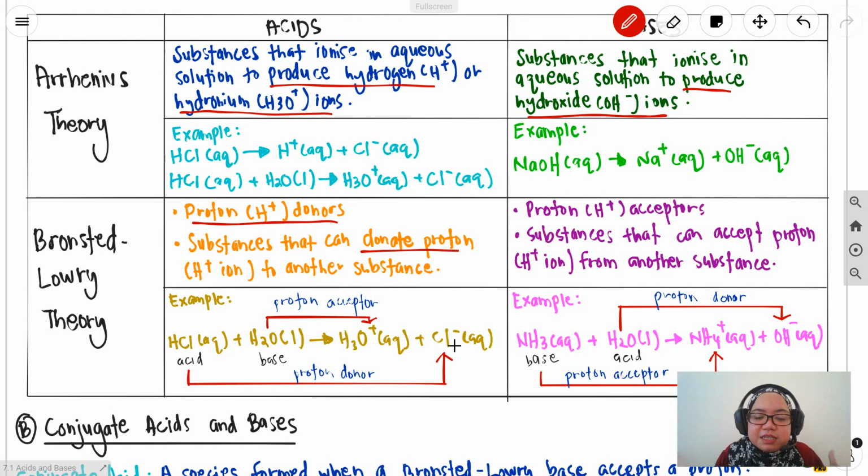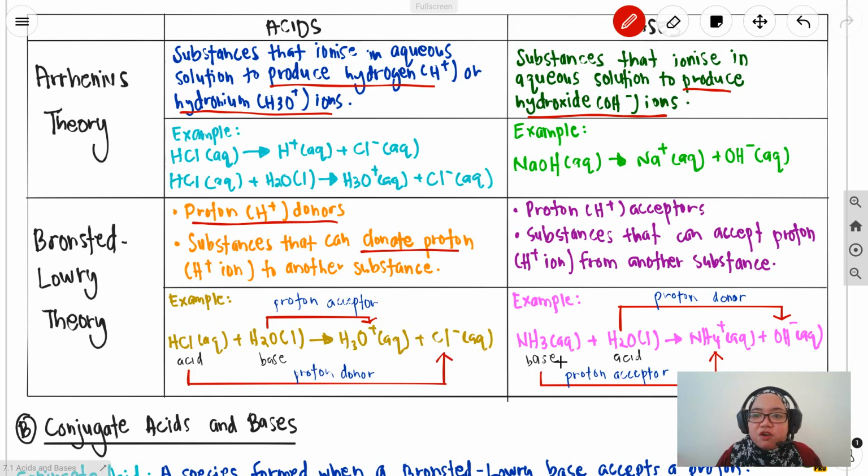Okay, so where does the H plus go? So the H plus go to the base here. So base is the proton acceptor here, where at the end of the reaction, it will accept proton from HCl just now to form hydronium ion. So we can say that HCl is the acid in the Bronsted-Lowry theory because it donates proton to another substances. So HCl is a proton donor. So HCl is an acid according to Bronsted-Lowry theory.